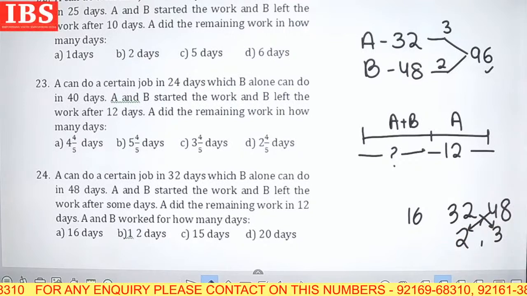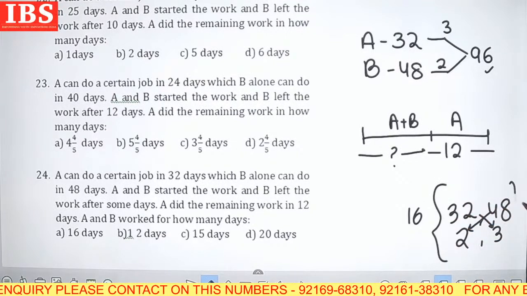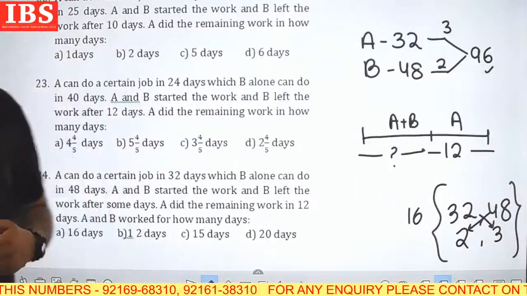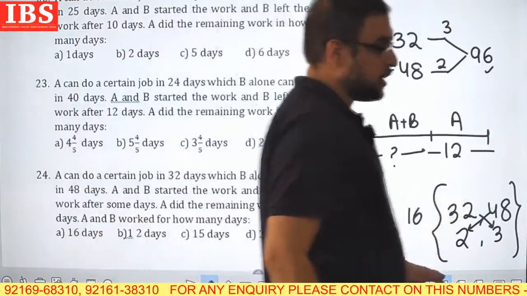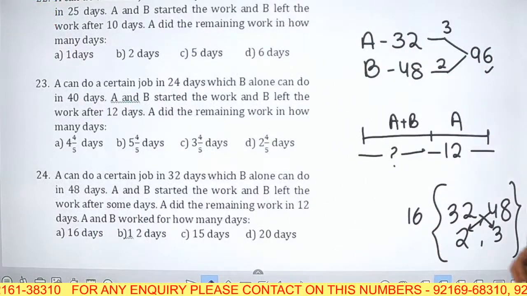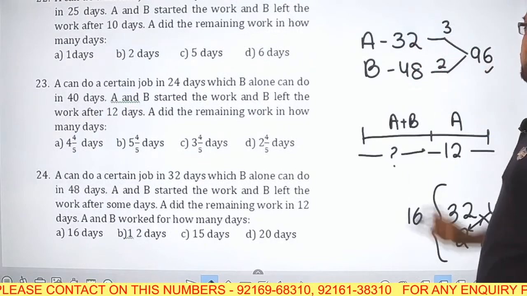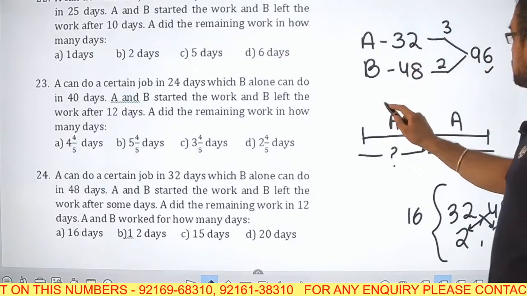Okay, so for two numbers, we take their ratio and then we cross multiply. Then we can get the LCM. 96 is the LCM. 96 divided by 32 is 3. 96 divided by 48 is 2. So this is 3 and this is 2.